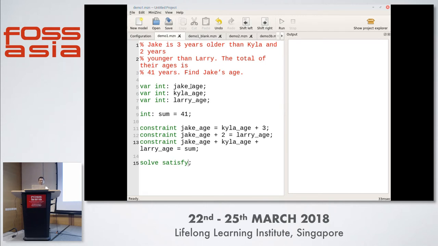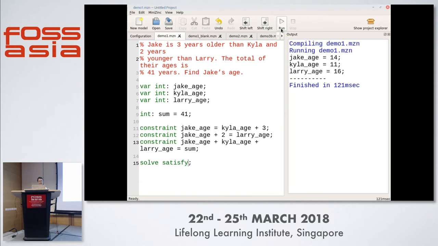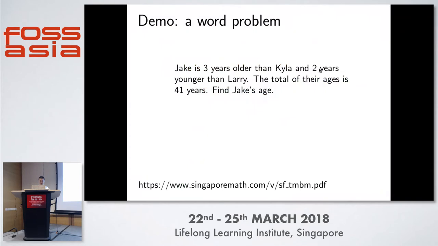You can see the key here really is the constraints, and this is why this is called constraint programming, because we just need to specify the constraints and run the model through the solver, which I pre-configured. You can see that it generates the answer. Of course, in this case, you could solve it by hand, but the point is to illustrate how it works. Jake's age is supposed to be 14, which is the correct answer if you solve it by hand. Okay, so let's get back to the talk.